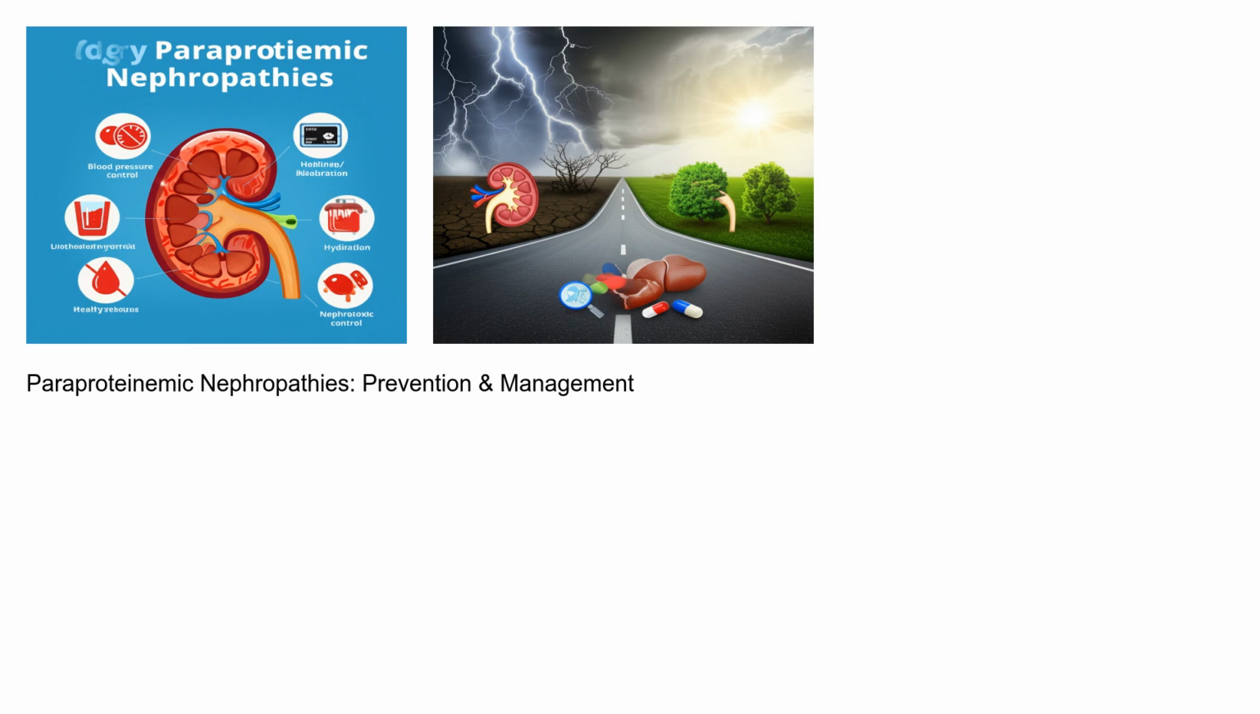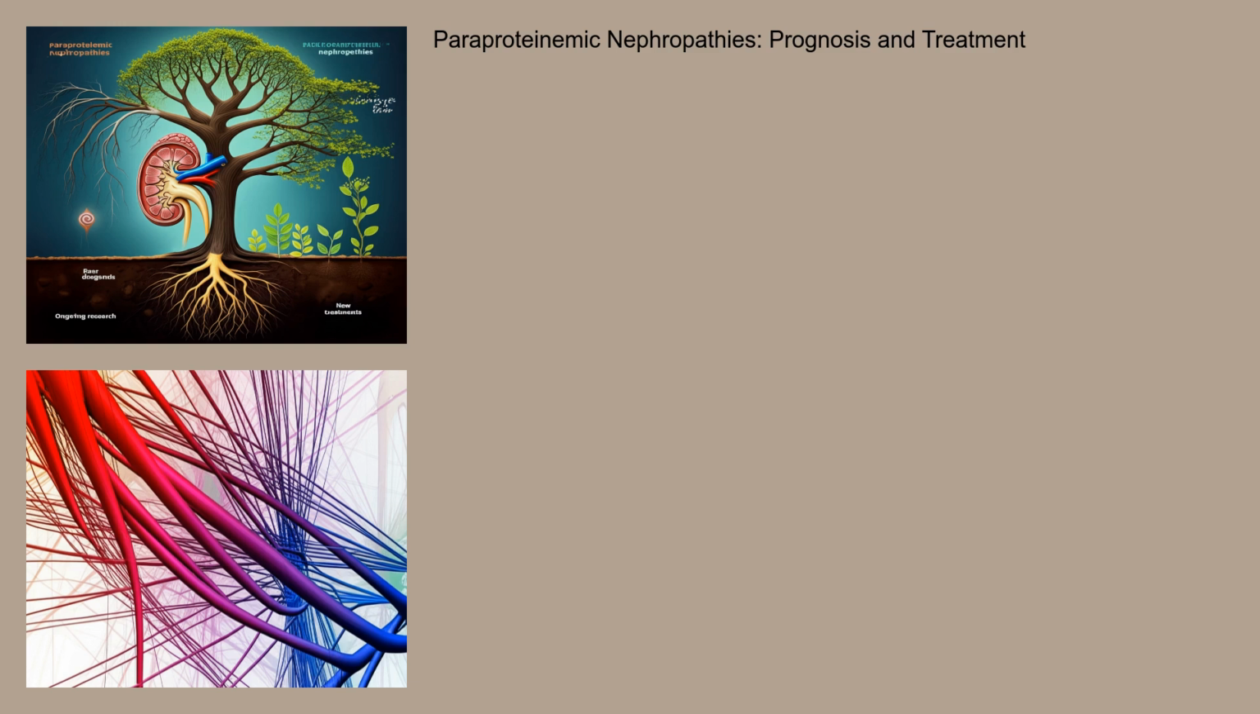Currently, there are no specific preventative measures for paraproteinemic nephropathies, as the underlying plasma cell disorders are often not preventable. However, early detection and management of MGUS and other plasma cell dyscrasias may help prevent or delay the development of kidney disease. Regular monitoring of kidney function in individuals with known plasma cell disorders is essential. Lifestyle modifications such as maintaining a healthy weight, controlling blood pressure, and avoiding nephrotoxic medications can also help protect kidney health. The prognosis for patients with paraproteinemic nephropathies varies widely depending on the specific type of disease, the severity of kidney damage, and the response to treatment. Early diagnosis and prompt treatment can significantly improve outcomes.